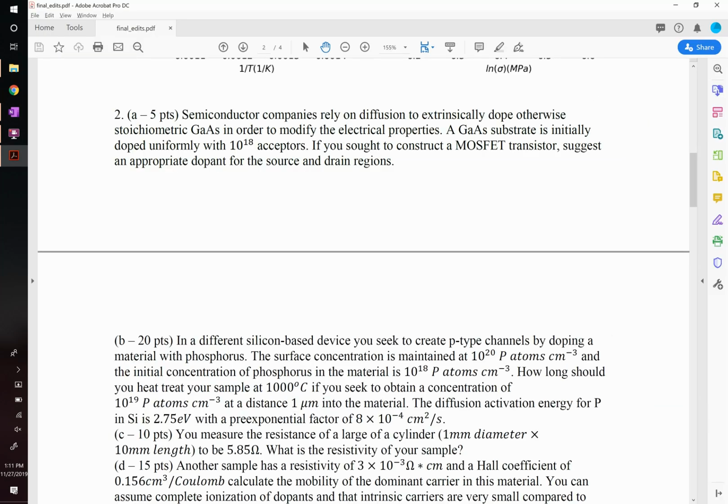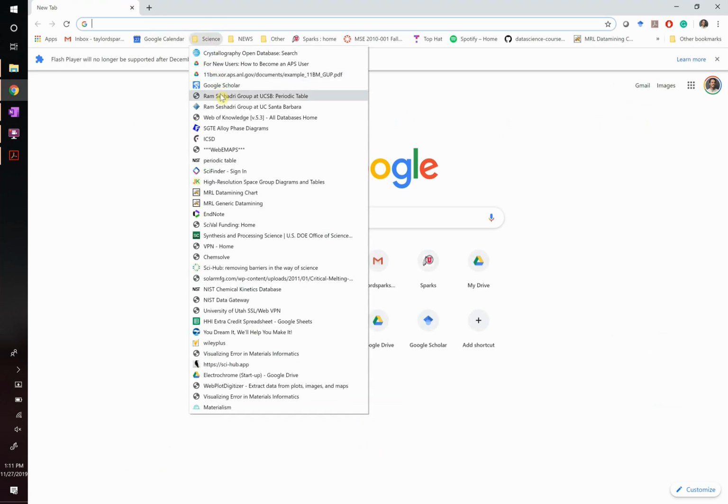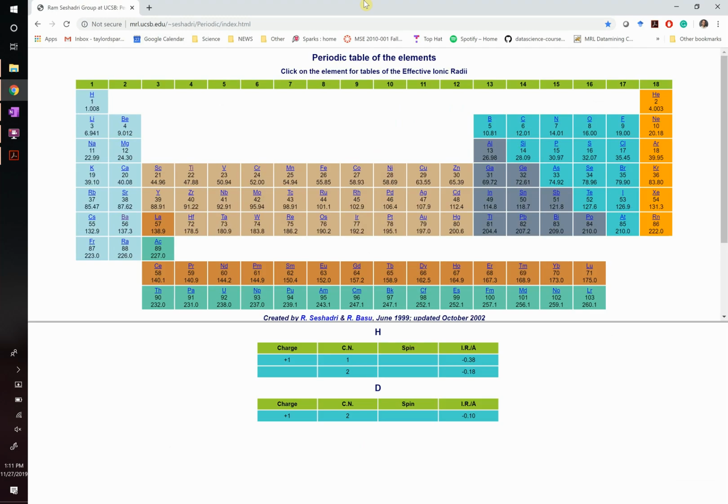A fair question might be, what material would you dope it with to put these acceptors in it? I've just called them acceptors. What chemical might they be? To answer that question, you could look at your periodic table and say, okay, gallium arsenide is a 3-5. It's got a group 3 and a group 5 together. If you want something that's going to accept electrons, what's an example?